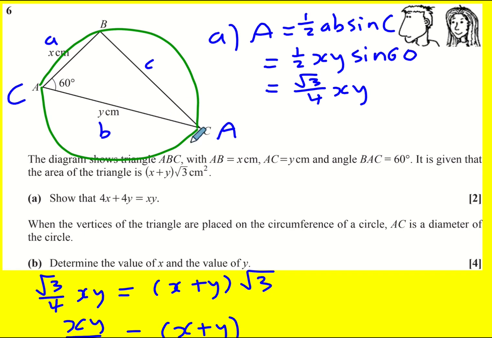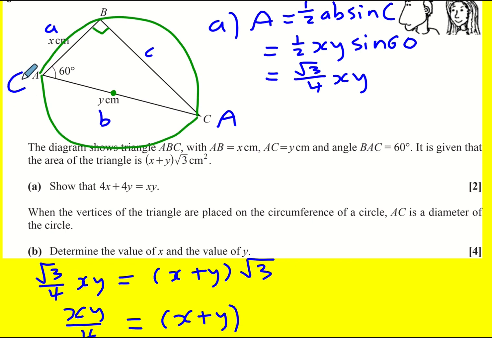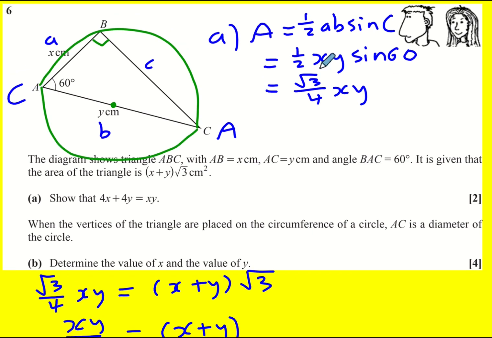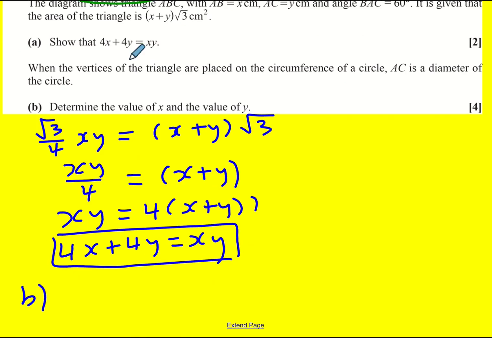Now, there's an important result that follows from this. When you have AC as the diameter, it means it's going to be going through the center of the circle, and the angle inside the semicircle, this angle here, will be a right angle necessarily. So I'll refer back to the original lettering now, just to be clear. So angle ABC equals 90 degrees.